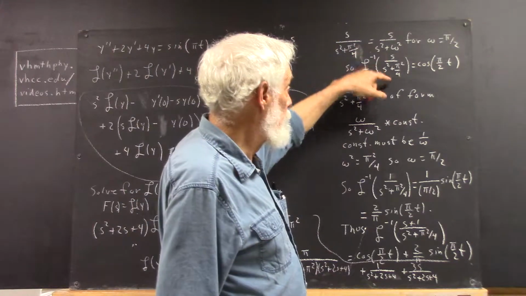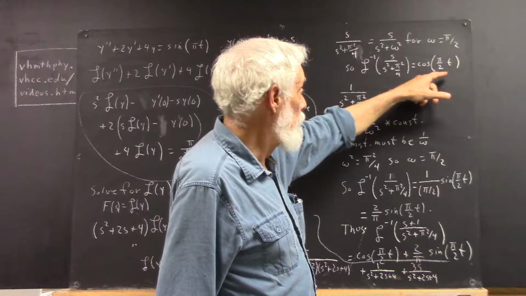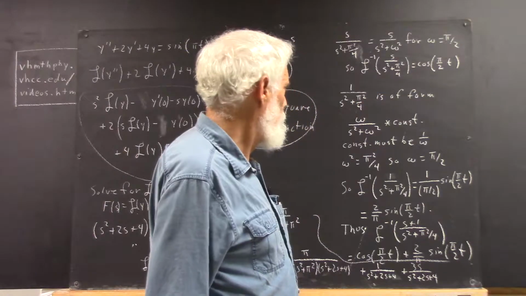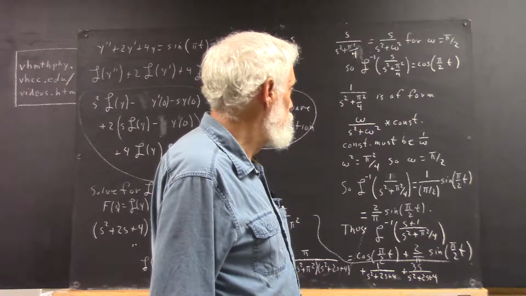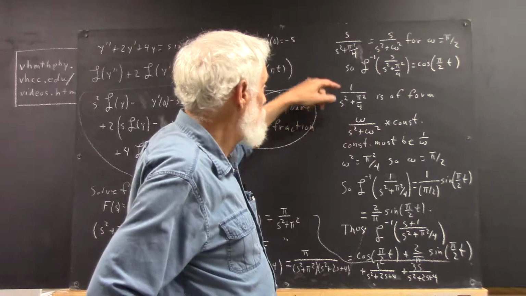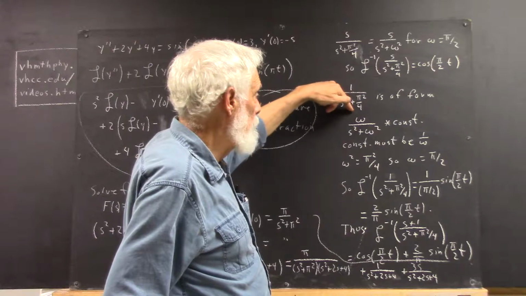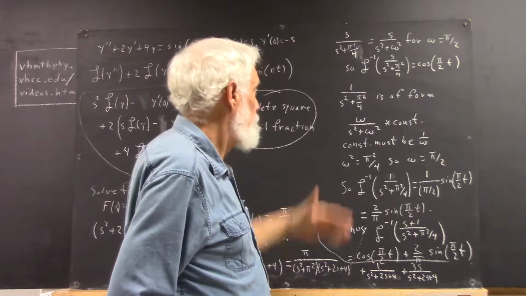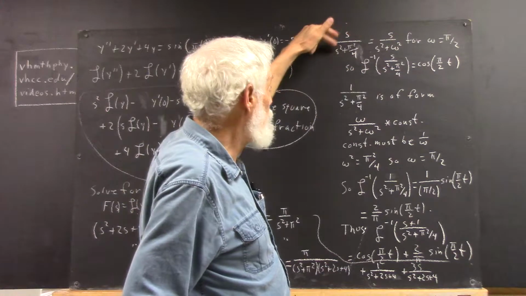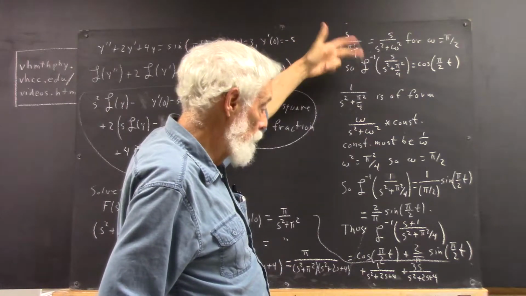So the inverse Laplace transform of this is cosine of pi over 2 times t. And that takes care of the S over S squared plus pi squared over 4 that we had previously.